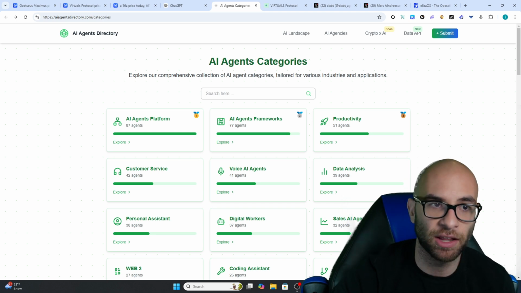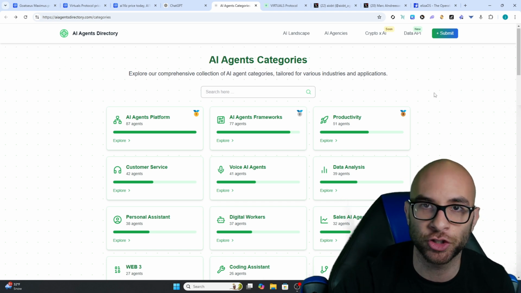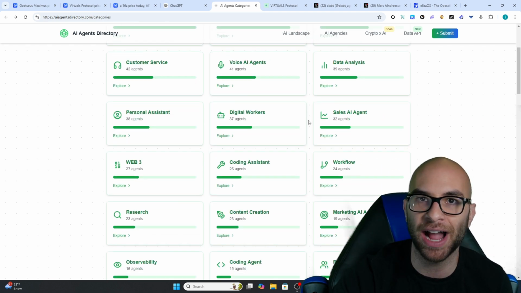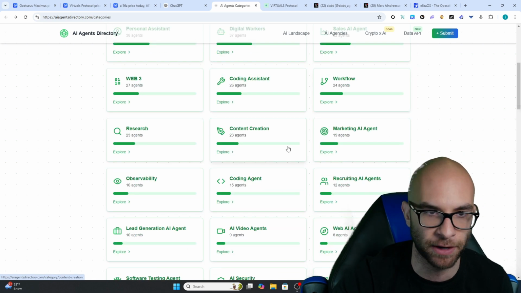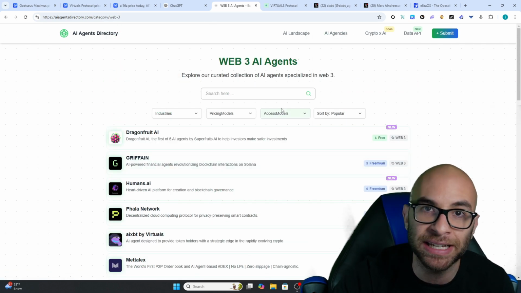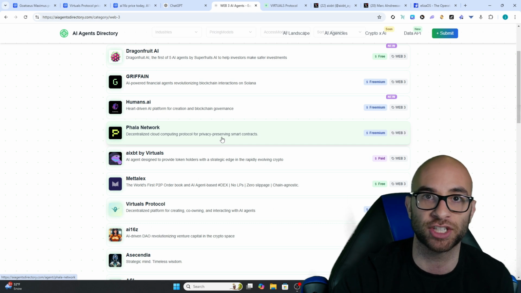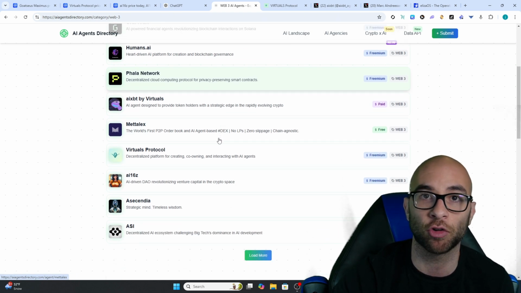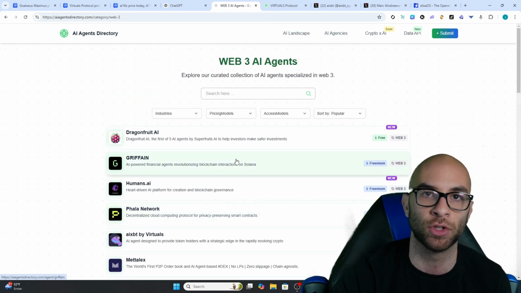Now, I'm going to have this link in the description, but this AI agents directory is really cool to be able to track all of the agents across all of these different industries. They even have this Web3 tab where you can look at all the different projects building in Web3. And this is a really great way to learn more about these agents and do your own research.